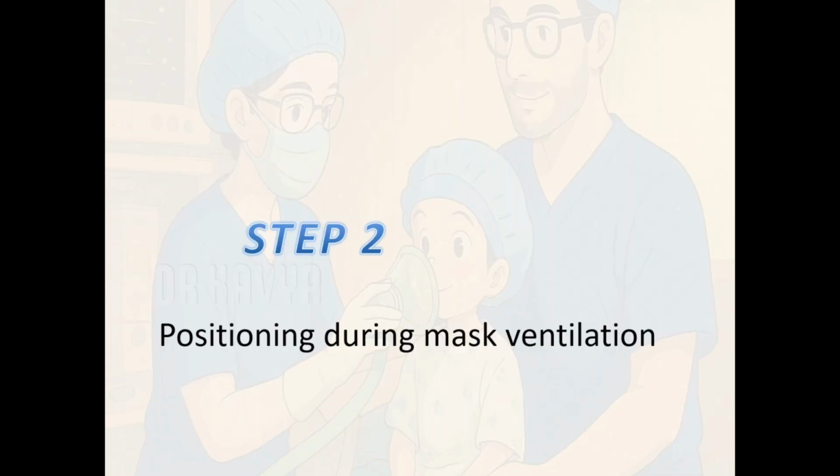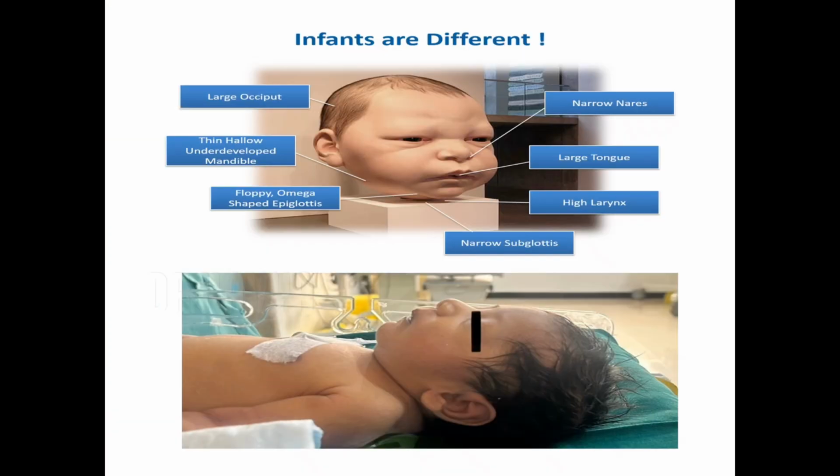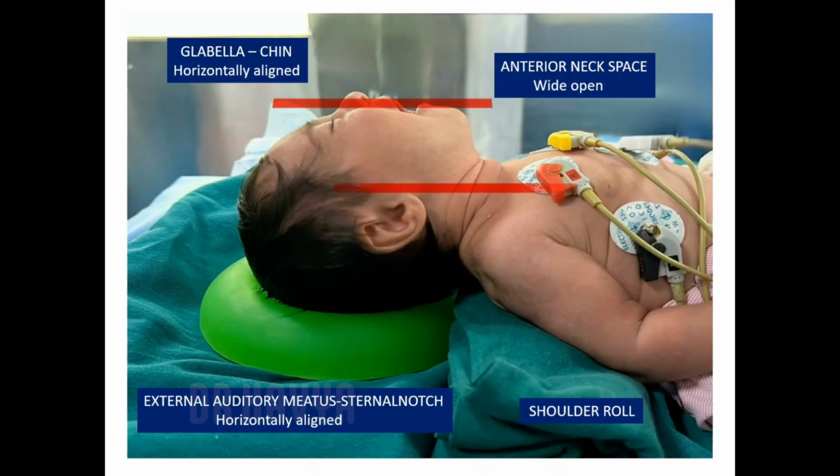Step 2. How to position the child during mask ventilation. Infants are different because of anatomical variations. The disproportionately large occiput results in passive neck flexion in neutral position and obstructs the airway. Therefore, in infants, placing a shoulder roll and a small headrest opens the anterior neck space, brings the glabella to chin and external auditory meatus to sternal notch horizontally aligned to facilitate mask ventilation.